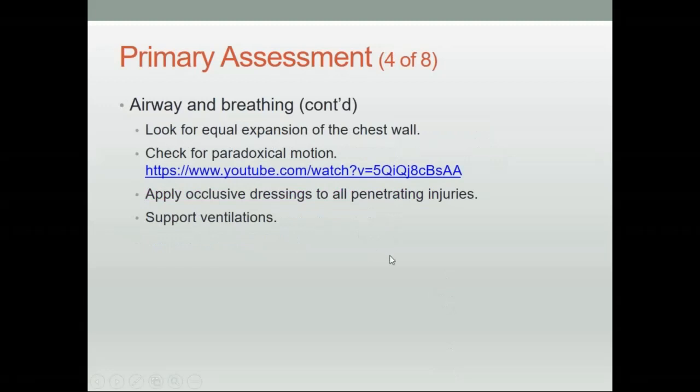Enough of that sermon. Look for good equal expansion of the chest wall. We're also looking for paradoxical motion. That comes with a flail chest. That comes with two or more consecutive ribs fractured in two or more places. Let's see what that looks like.